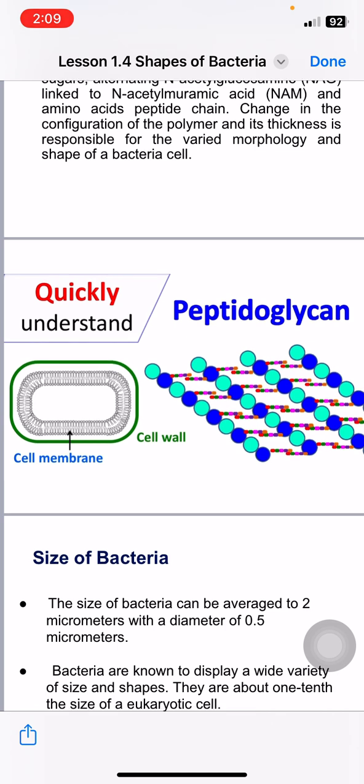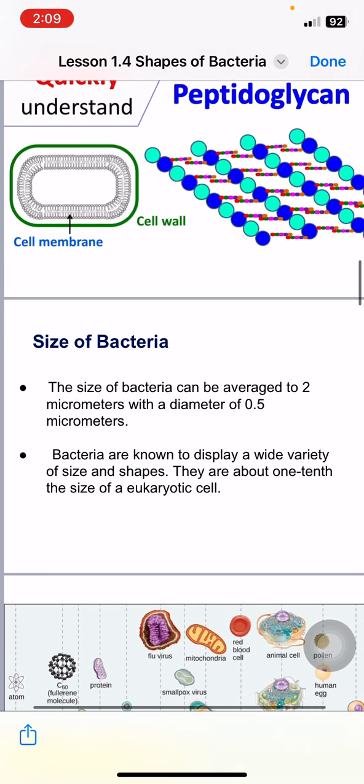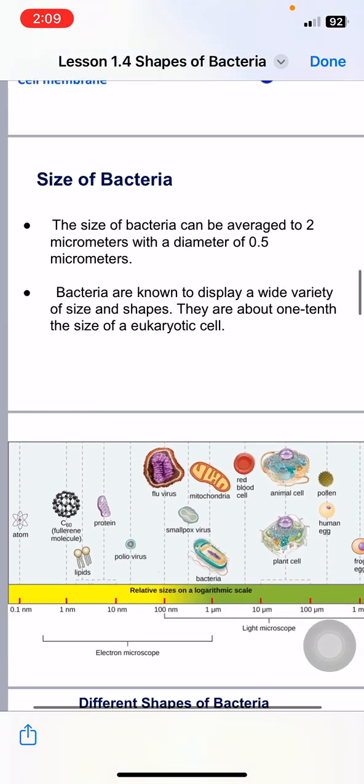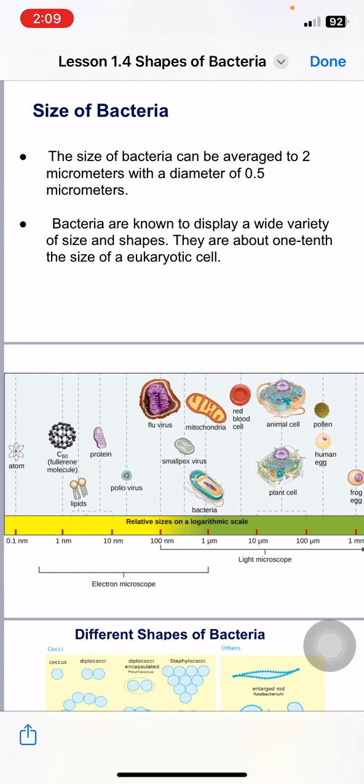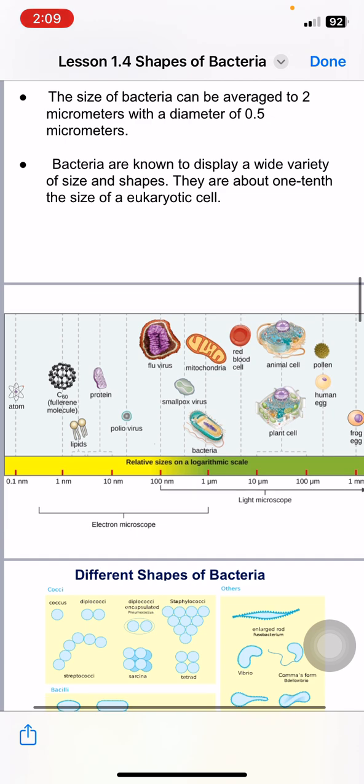Next, we also have the sizes of bacteria. For the sizes of bacteria, the constant is 2 micrometers with a diameter of 0.5. So if we compare it to the human cell, it is very small, smaller than the human cell. Bacteria also can be displayed in a wide variety of shapes and are about 10 times smaller in size than eukaryotic cells. So these are the particular sizes of the microorganism.